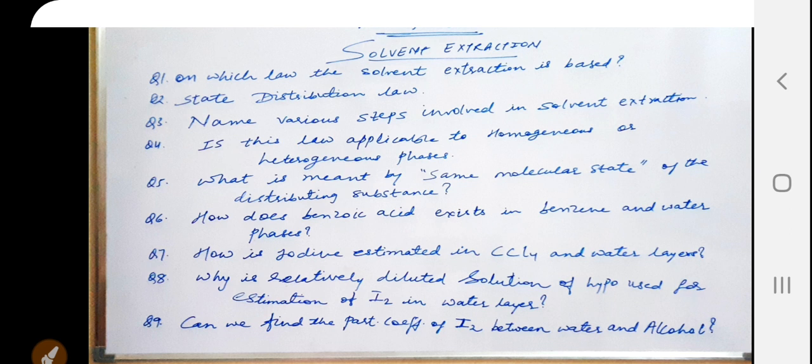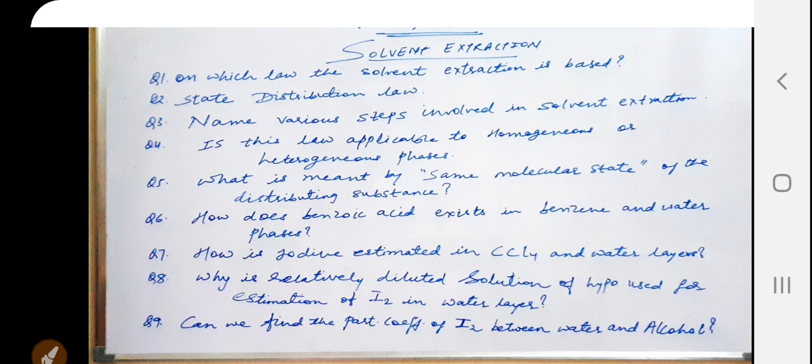The next question is, name various steps involved in solvent extraction. Solvent extraction technique can be divided into 4 different steps. The first one is selection of a suitable solvent. Next, the method of extraction. The third step is separation of desired compound, and the fourth one is estimation of desired compound. Okay. Next question, is this law applicable to homogeneous or heterogeneous phases? It is applicable only to heterogeneous phases.